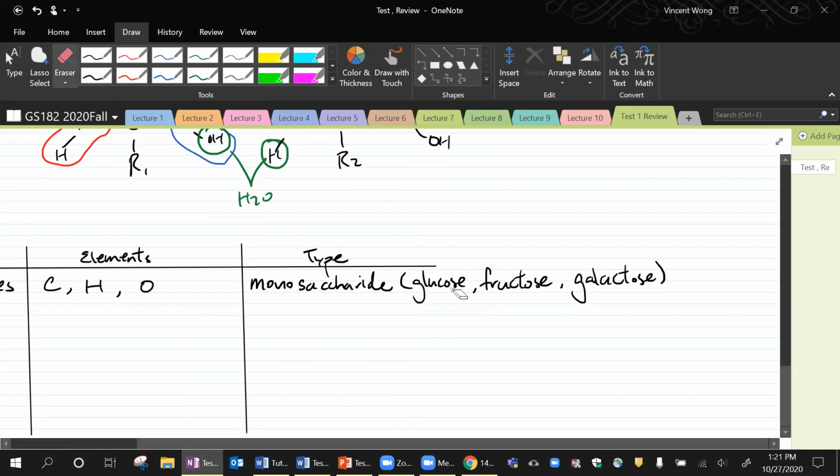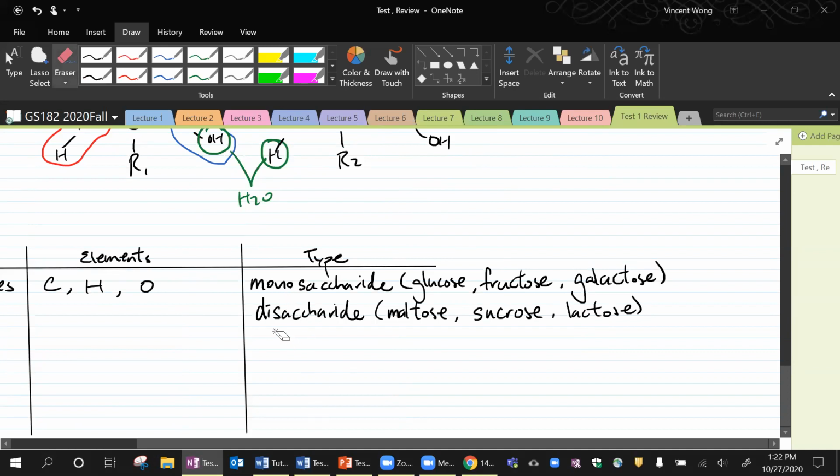Then, of course, you can link these together in various combinations to create the disaccharides. Disaccharides: we have maltose, sucrose, and lactose.